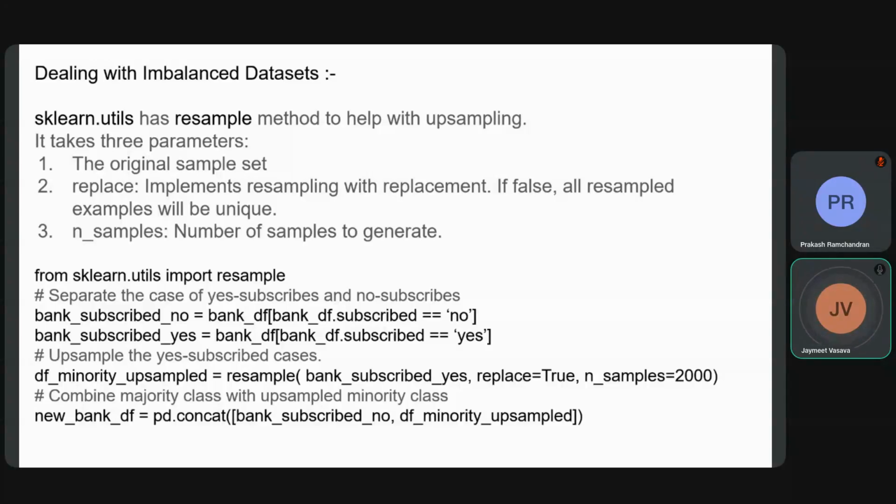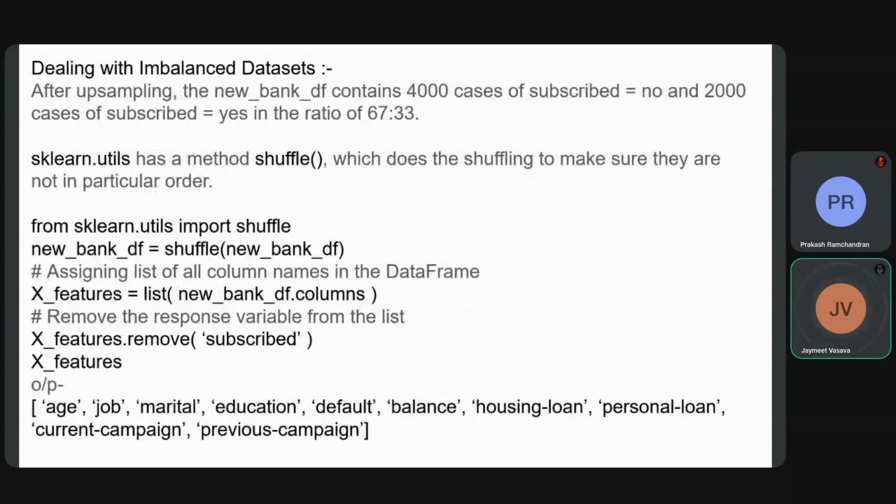Now we create a new dataset called new bank DF for the upsampled dataset of yes present in the dataset with the number of no's that was already present. So now the total number of no's in the dataset is 4,000 and the total number of yes in the dataset is 2,000, basically having the whole dataset in the ratio of almost around 70-30.